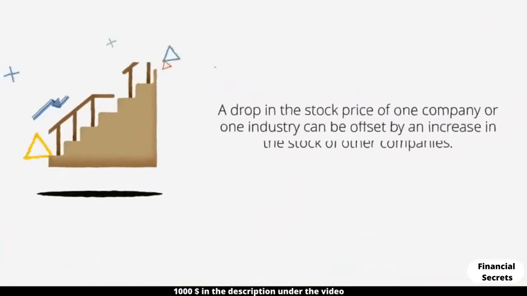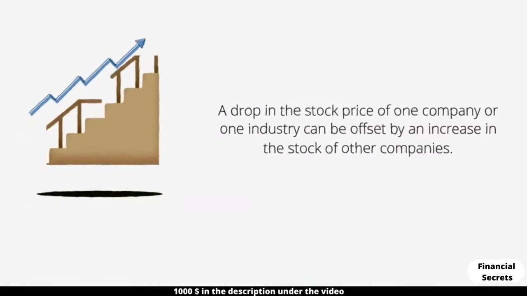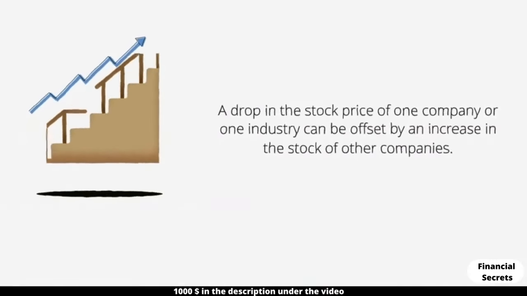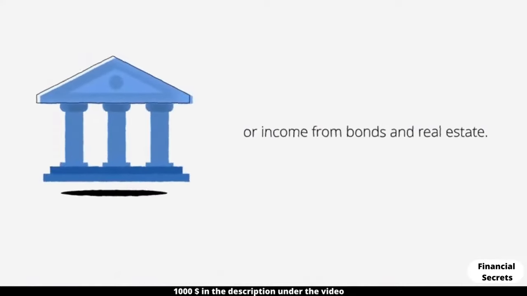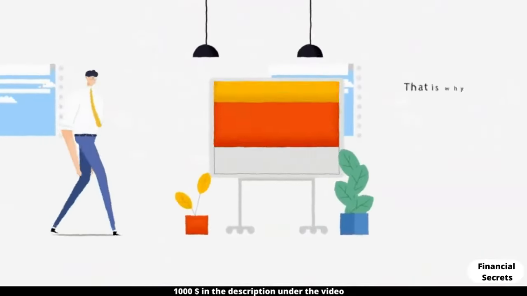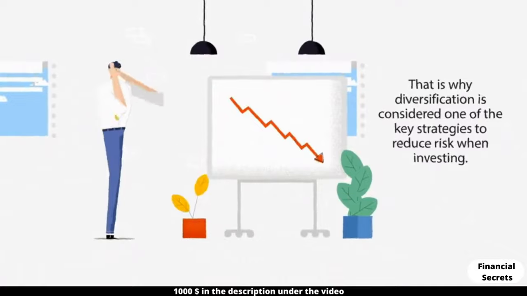A drop in the stock price of one company or one industry can be offset by an increase in the stock of other companies, or income from bonds and real estate. That is why diversification is considered one of the key strategies to reduce risk when investing.